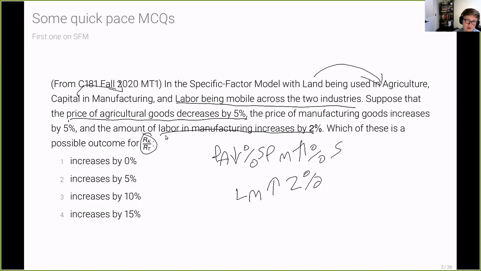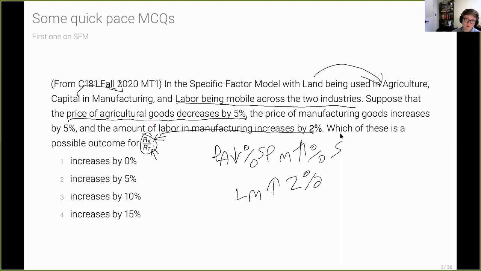Just to go back, I find it helpful to explain what RK is. If we think that W is the wages of laborers, then RK is just the wages of owners of capital, or capitalists. And then RT is basically the returns to the owners of the factor that is land. So it's just the wages of basically landowners.